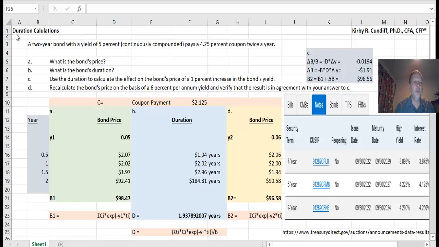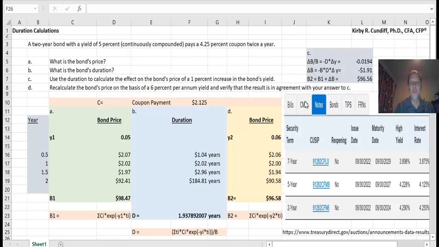In this video, we will discuss duration calculations using as an example a problem similar to one out of the Hall Options, Futures, and Derivatives text. A 2-year bond with a yield of 5% continuously compounded pays a 4.25% coupon twice a year.